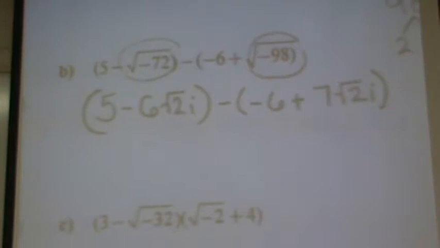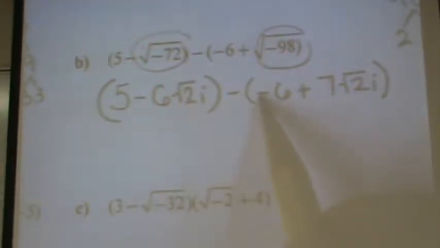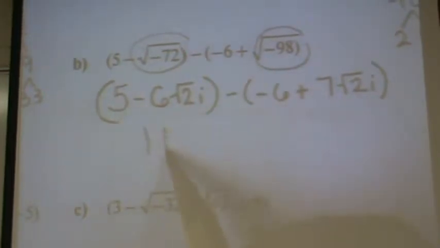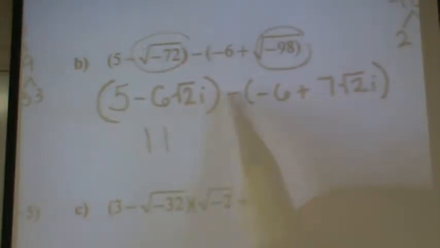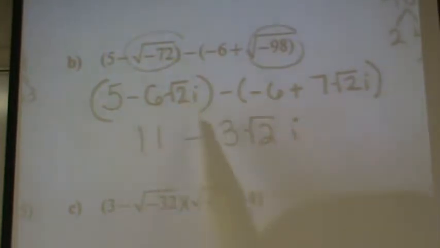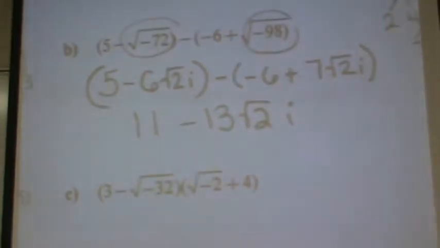Questions on that? Now, what do you do next? Distribute the negative. What's this 6 going to become? Positive 6. 6 and 5 is 11. And now what do you do with these two? Minus 13 root 2 i. Now why is it negative 13? Because you have to distribute the negative here.